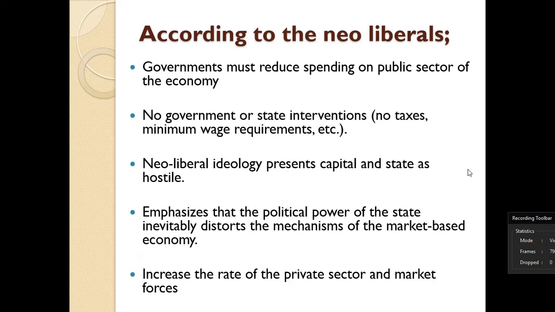So according to the neoliberals, governments must reduce spending on the public sector, and therefore champion privatization. There are no government or state interventions. There should be no taxes, minimum wage requirements, and so on, those employment bills, because they limit how entrepreneurs and business owners would operate in the market. The state is seen as some kind of hostile force against the market, and therefore, if the state is not there, then market forces would influence how the market should work. And then, of course, there must be an increase of the private sector and market forces.